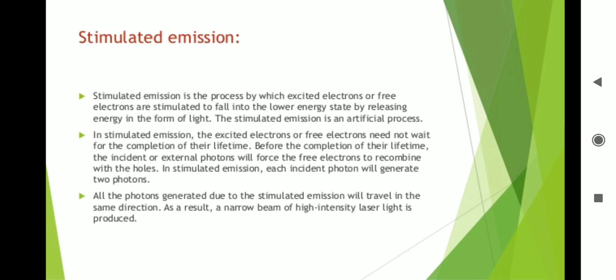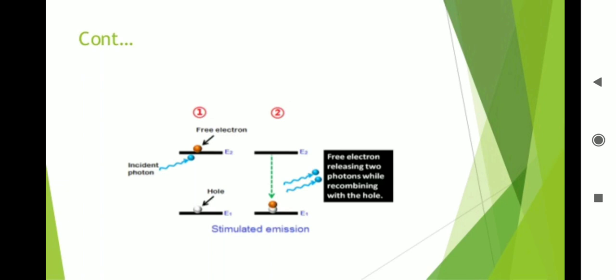Consider an excited electron present at a higher energy level E2, as shown in front of your figure. If the incident light strikes this electron while it is in the excited state, and if there is no chance for this electron to go to a higher energy level, then this electron will fall back to its original energy level and will emit light.